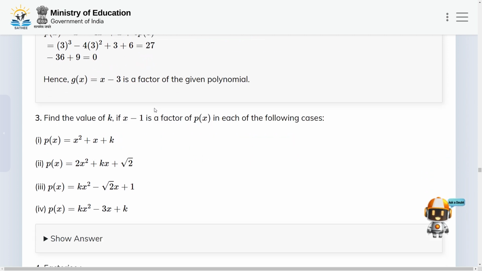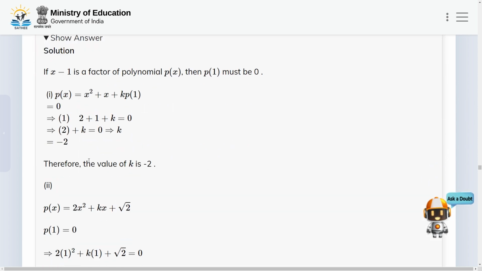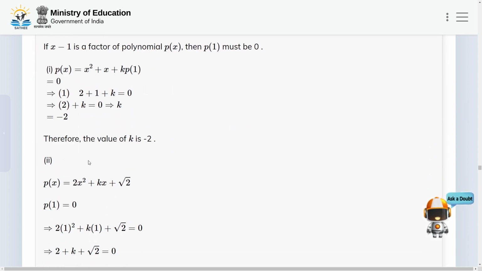In the next problem, we have to find the value of k if x minus 1 is a factor of p of x in each of the following cases. Here we need to find the value of k, and we are given that x minus 1 is a factor of p of x. So let us find the value of k. If x minus 1 is a factor of the polynomial p of x, then p of 1 must be 0.